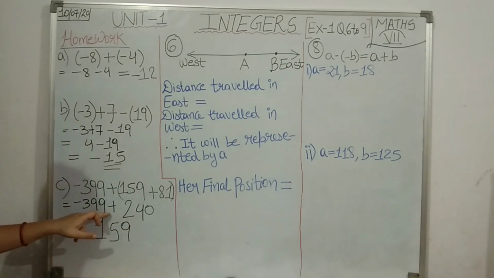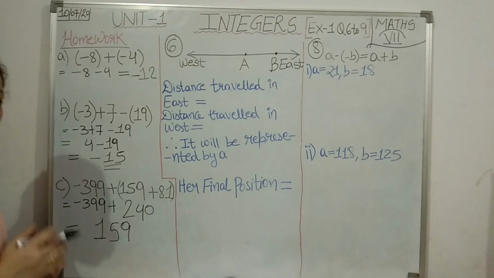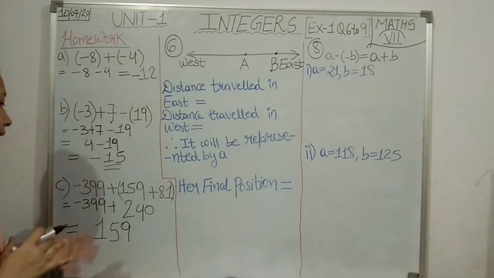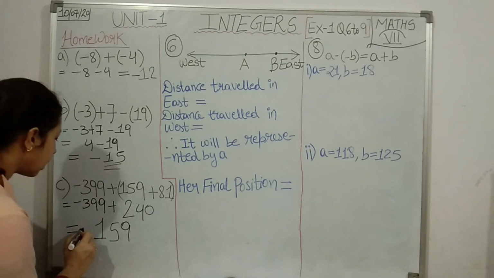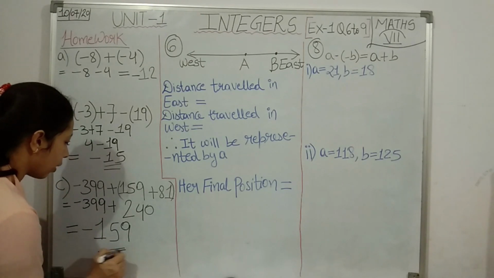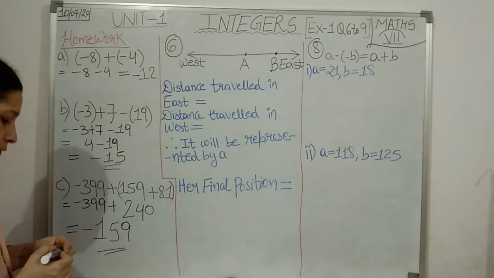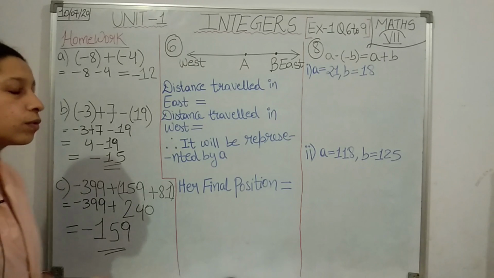And which sign will come, plus sign or minus sign? What you have to think, you have to see which number is greater. Here 399 is greater with negative sign, so in the answer also you are going to put minus sign. So for point number C, the answer is -159.